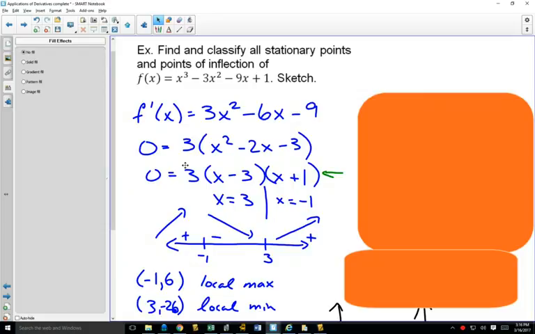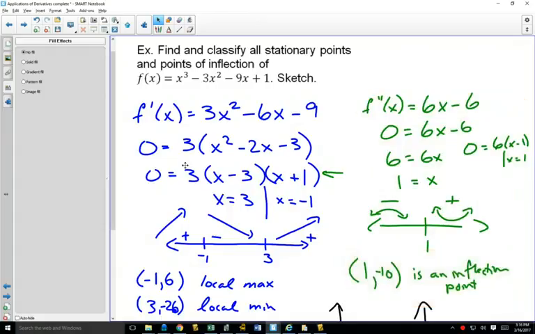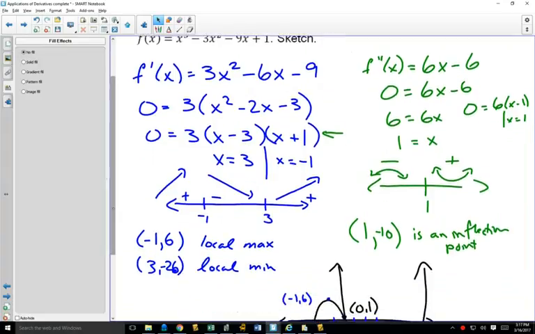So once you've done your first derivative to find stationary points, you could do your second derivative, and you find out that there's an inflection point at 1 comma negative 10. And then we get the graph that we saw before. So I'll leave that up for a bit, and if you got that already, you can start the next one.